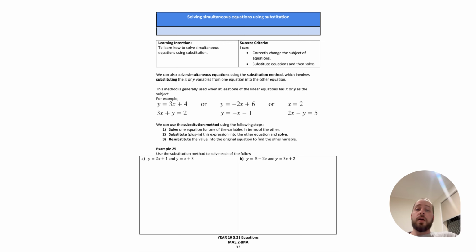Okay, we'll go through the next example. So y equals 5 minus 2x and y equals 3x plus 2. We're going to solve the equation for one of the variables. So we're going to label 1 on our left-hand equation and 2 on our right-hand equation. Now, once again, the subject is the same. So y is the subject on both sides. So we can therefore substitute 5 minus 2x straight into the right-hand side equation. So it's 5 minus 2x equals 3x plus 2. Now we only have x to solve for in our equation.